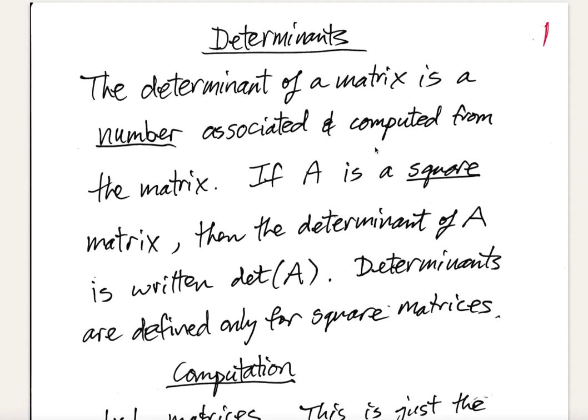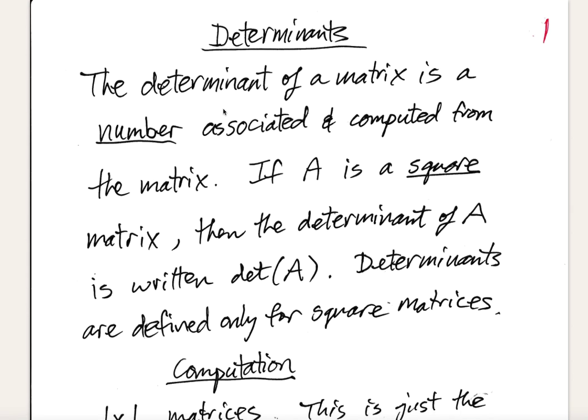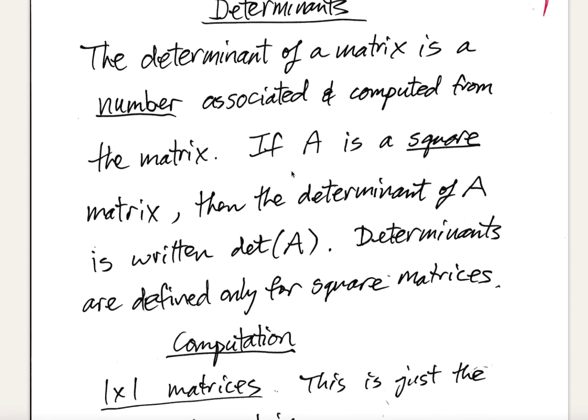Okay, in this video I want to give a little introduction to something called a determinant of a matrix. So I've titled this Determinants. The determinant of a matrix is a number associated with and computed from the matrix. So it's a number that we associate with a matrix. These are only defined for square matrices, however.